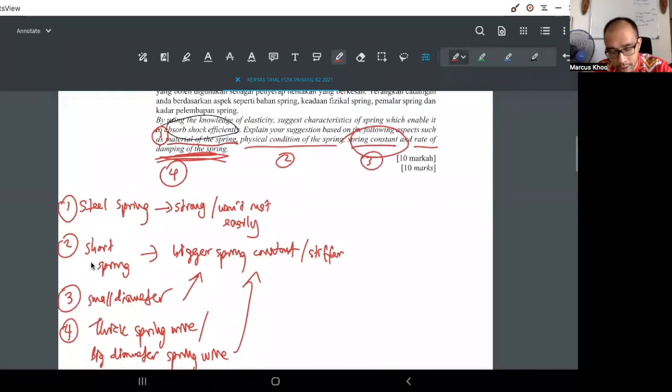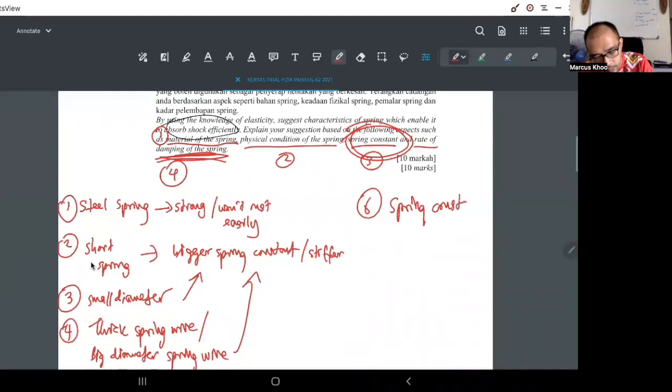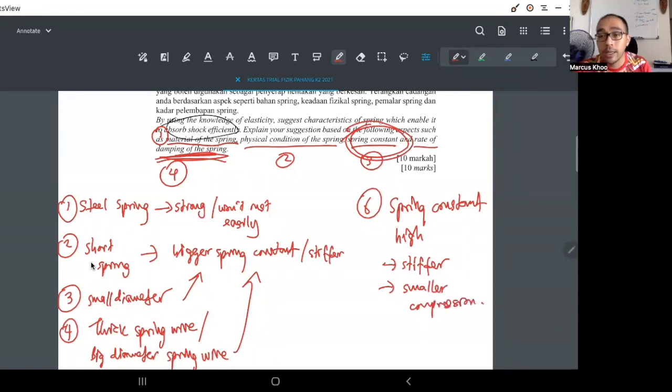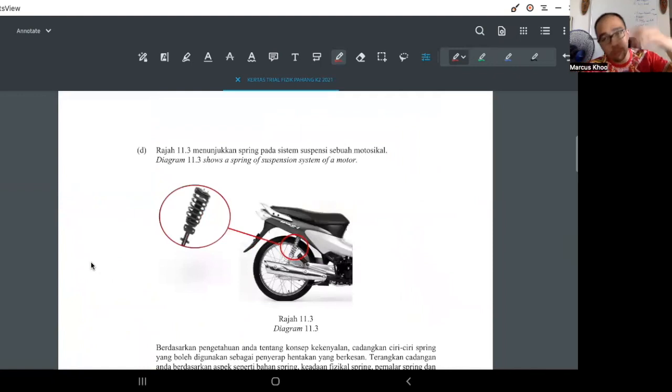Why is it important that the spring constant is high? Definitely we know this. The spring constant must be high, because how do you make the spring constant higher? You make it stiffer. Usually when we say the characteristic is high spring constant, the reason is usually stiffer. But why is it important that the spring must be keras, must be stiff? So that you will have a smaller compression. Because you don't want to sit on a spring on a motor if the spring is not stiff. Like I said just now, the moment kamu termasuk lubang, terus kau akan berbounce, but you don't want that. So you want it to be stiff so that you are more stable.